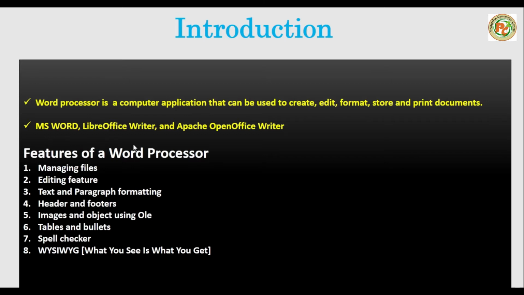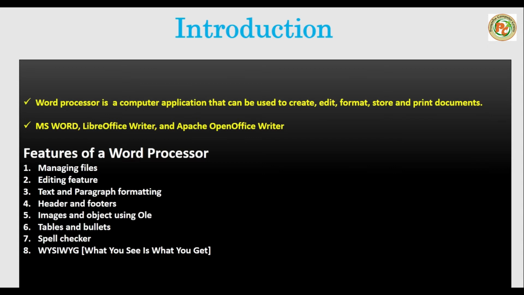Inside the word processor we can manage the files, also we can use the edit features, like cut, copy, paste. Okay, we can save the files, open, save as, that is called managing the files. Also we can type the text and paragraph, and after that we can do some formatting like bold, italic, justify, and we can also change the font style and font size.